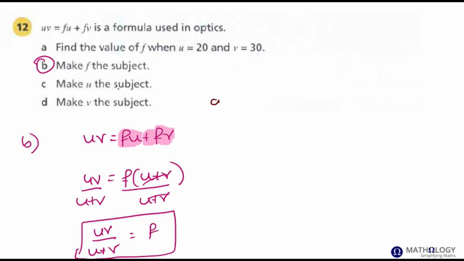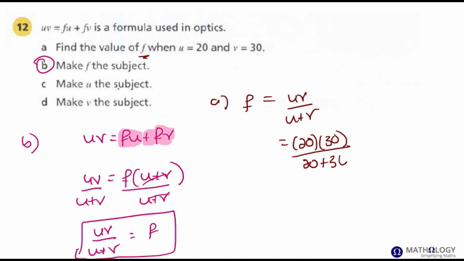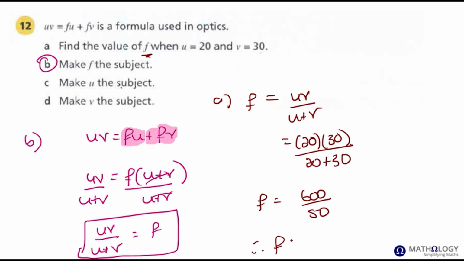Now it makes sense to find the value of f given u equals 20 and v equals 30. So f equals uv over u plus v. So when u equals 20, we'll have uv being 20 times 30, divided by 20 plus 30. So that would be 600 over 50. Therefore, f equals 12.